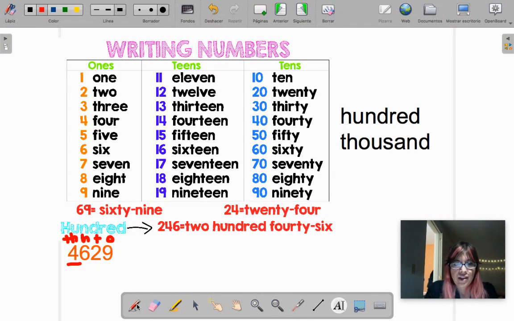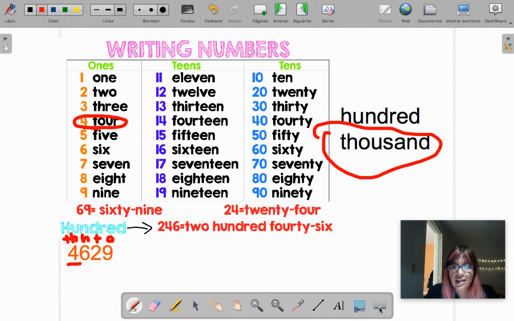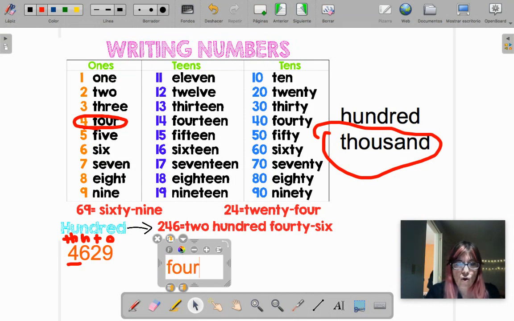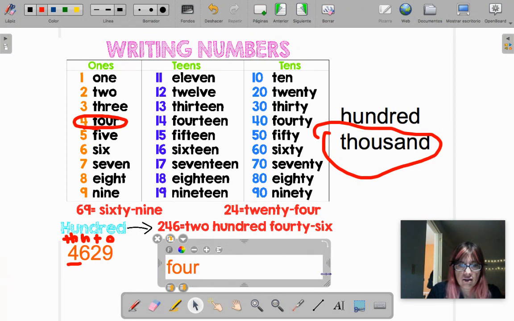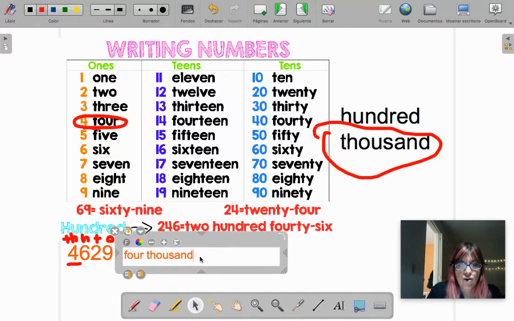So how do we write it? Super easy. We go here and look for the word four, okay? Let me get my doggy, she's crying. So four, then we copy the word thousand from here. Okay, so let's start doing it here. Let me make it smaller so we have space. Four thousand.